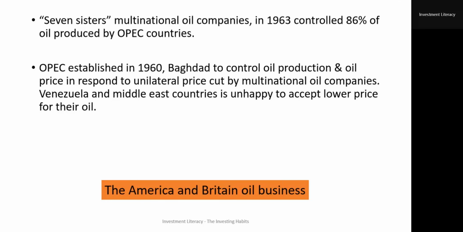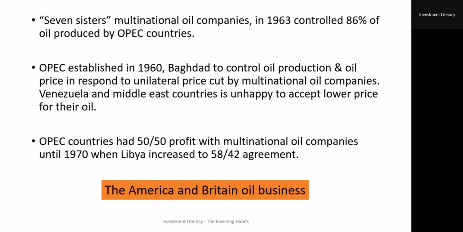OPEC was established in the 1960s in Iraq to control oil production and oil price in response to unilateral price cuts by multinational oil companies. Venezuela and the Middle East countries were unhappy to accept a lower oil price, and that's why they initiated OPEC.